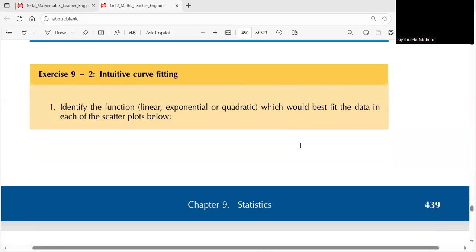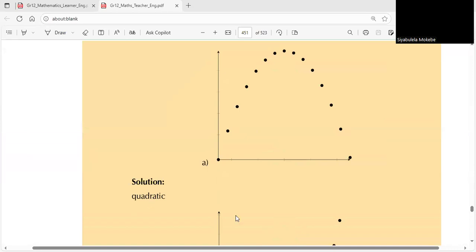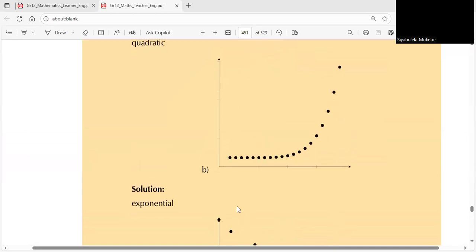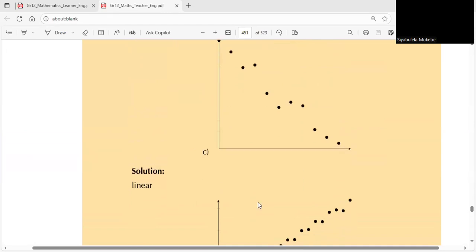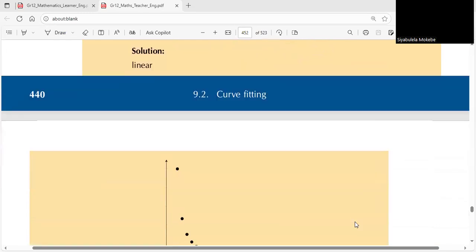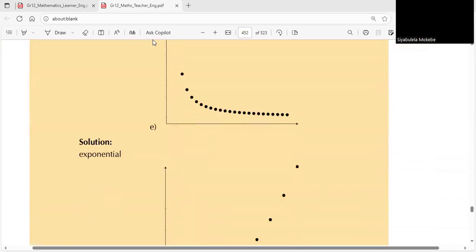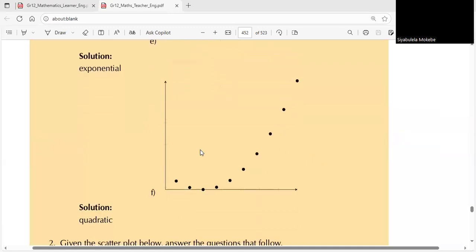All right, folks. I hope that you tried the exercise. So A, quadratic. B is exponential. C, you can see that it's linear, negative, linear. And D is linear as well, but this one is positive, it's increasing. E, it's exponential. And F, it's quadratic.